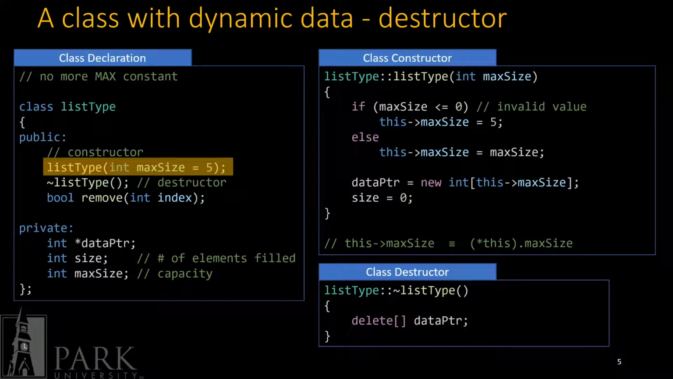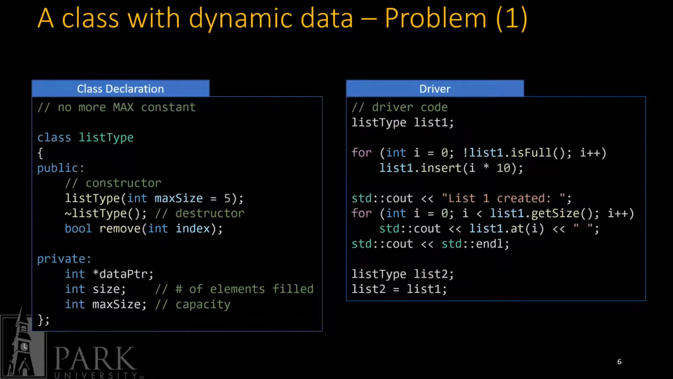The destructor is called automatically by the runtime system at the end of the object's scope. So if we create a list type object, whenever it is no longer referenced by anything, the runtime environment will automatically call the destructor, which will do the deleting of whatever members that we tell it to do.